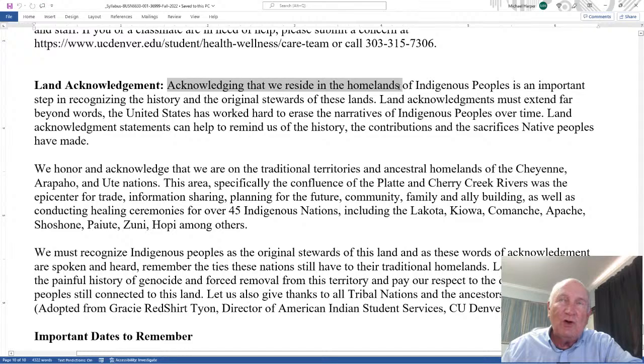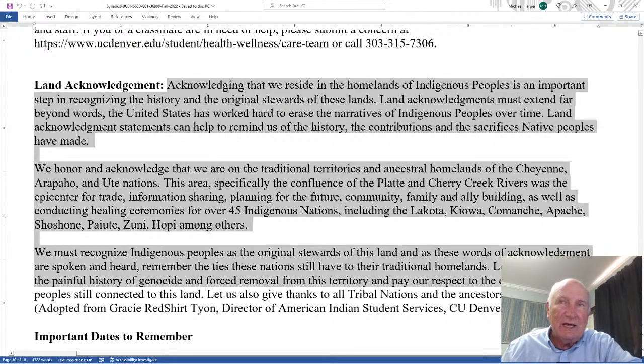Acknowledging that we reside in homelands of indigenous people is an important step in recognizing the history and original stewards of these lands, on and on and on. Land acknowledgements must extend far beyond words, etc., etc. I think I understand what she's saying, and I agree with it in principle. I would say it differently.